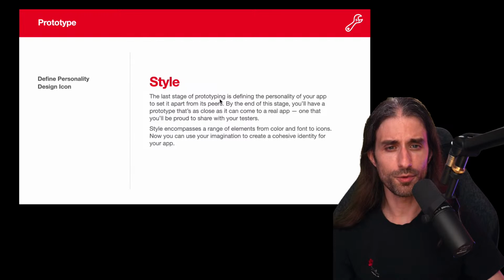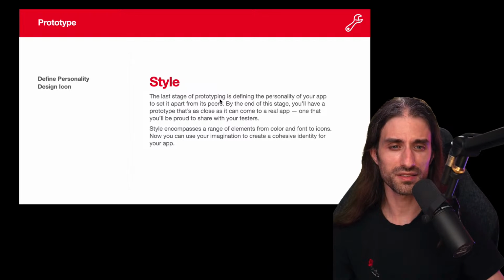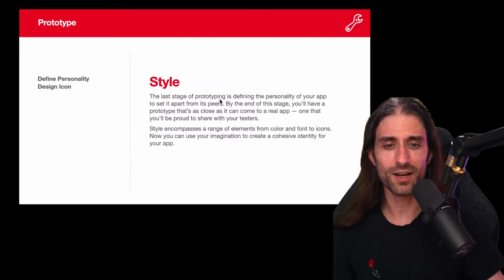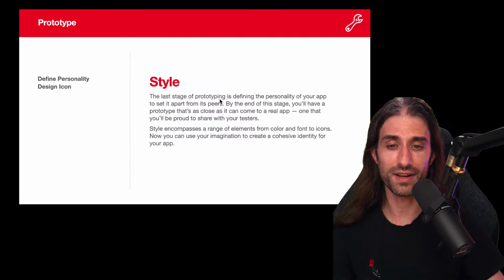So the last stage of prototyping is defining the personality of your app to set it apart from its peers. By the end of this stage, you'll have a prototype that's as close as it can come to a real app, one that you'll be proud to share with your testers. Style encompasses a range of elements from color and fonts to icons. Now you can use your imagination to create a cohesive identity for your app.